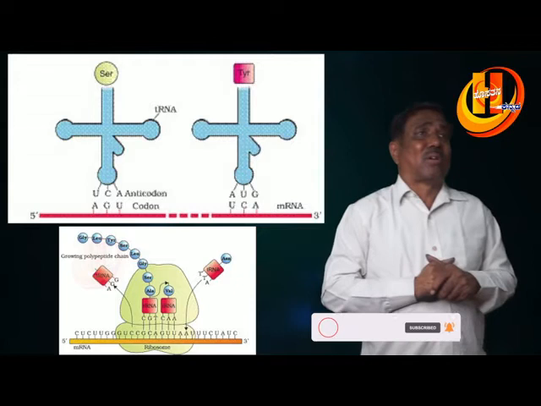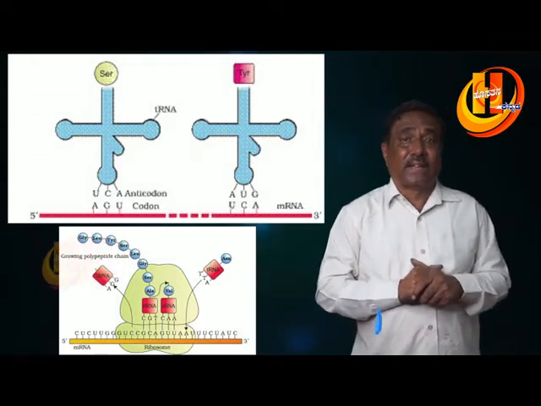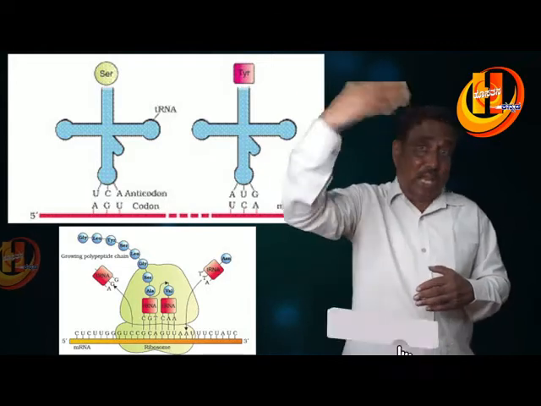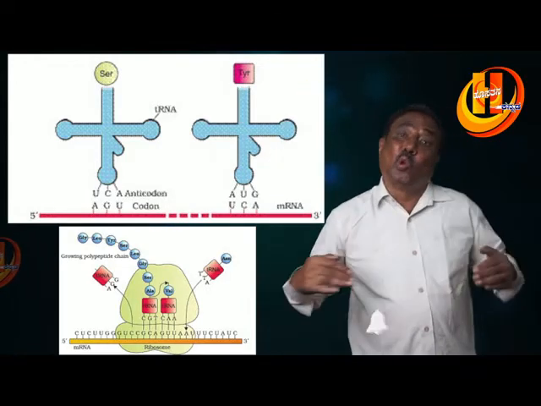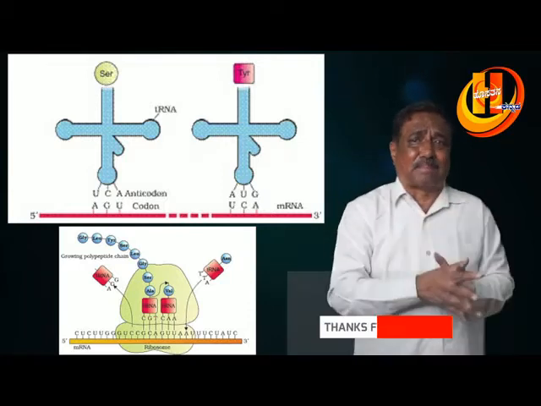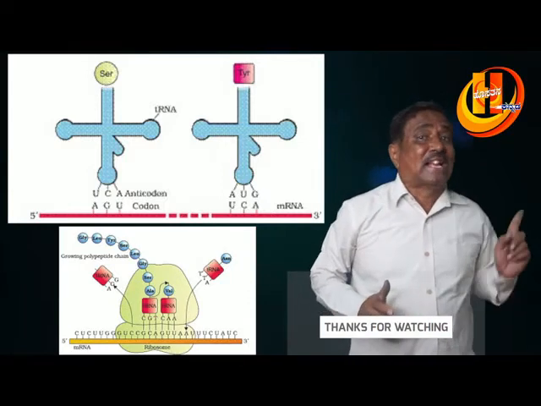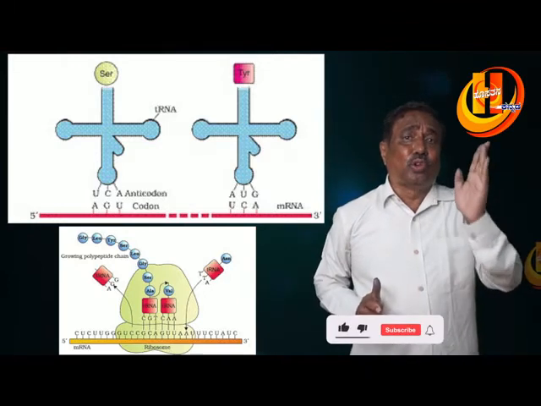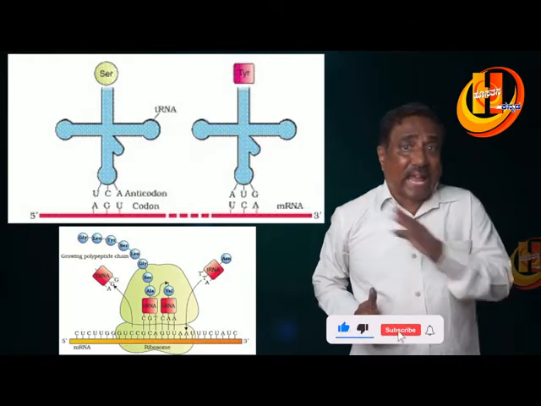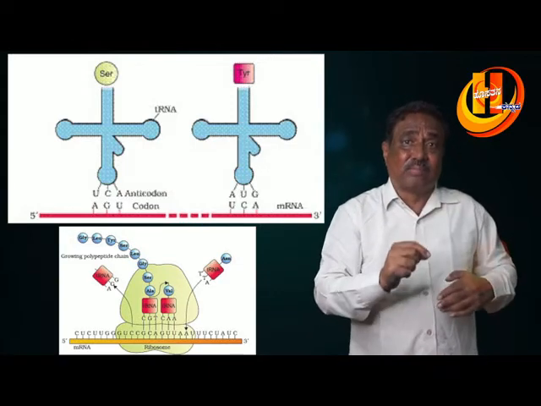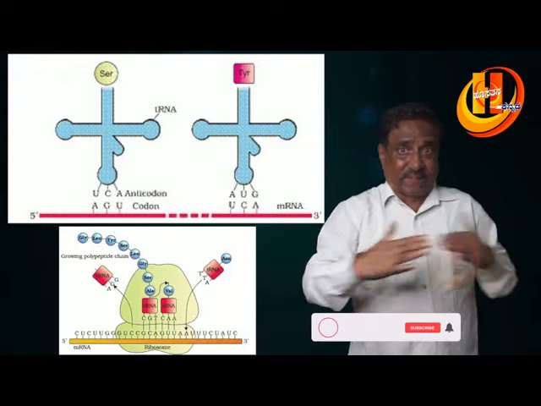That is also very important. If the anticodon is AUG, the codon is UAC, and that brings tyrosine. These are some examples given. If the codon is AGU, then the anticodon is UCA, and that brings serine. So all these different things are given in the book.